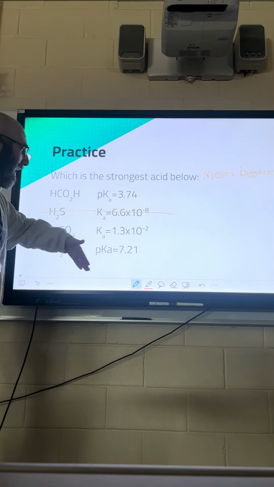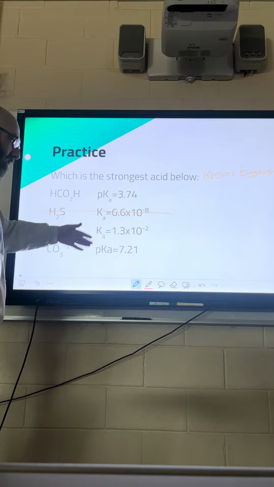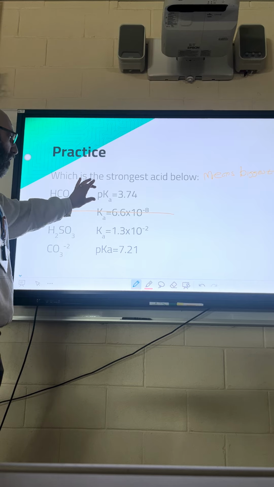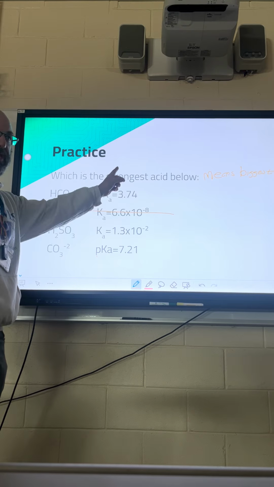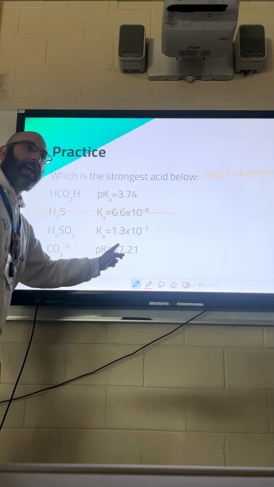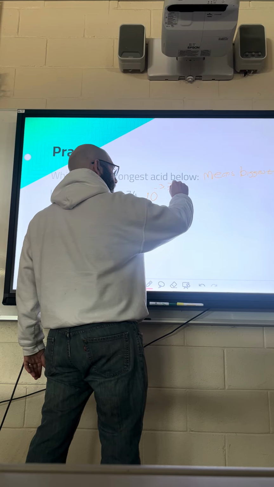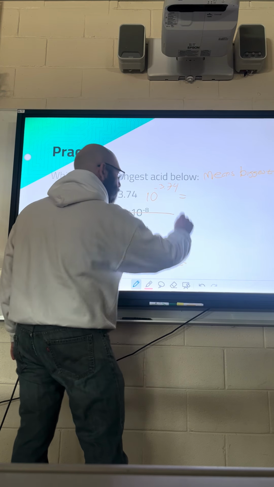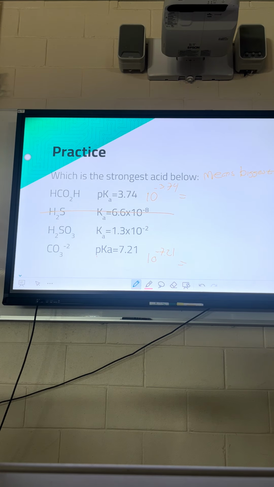Now, I can't compare 3.74 to this number because this is pKa and this is Ka. So I'm going to turn both of these into scientific notation by doing 10 to the negative of this and then 10 to the negative of that. So this is going to be 10 to the negative 3.74, and this is going to be 10 to the negative 7.21. Could you guys figure out what the bottom one is, and I will do the top one. I'll do 10 to the negative 3.74.